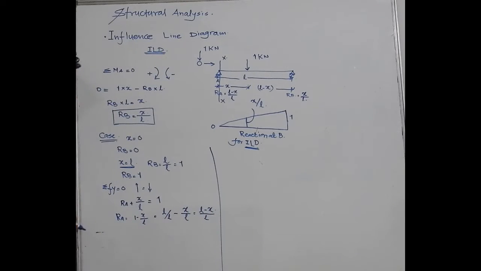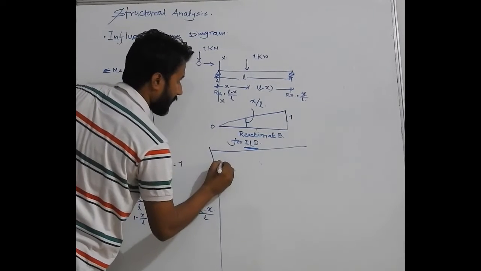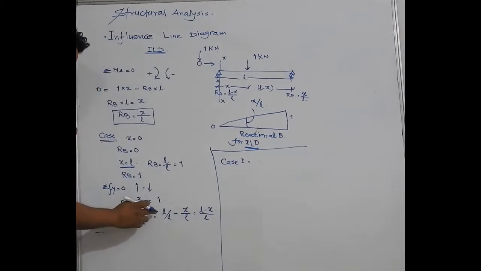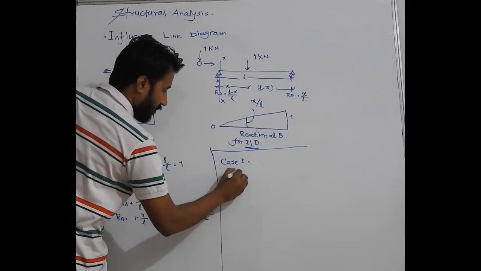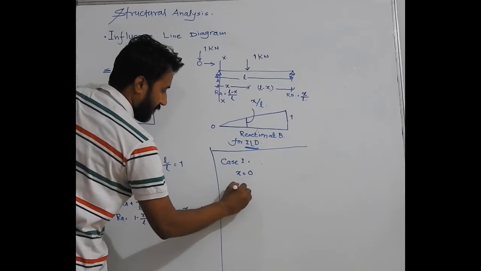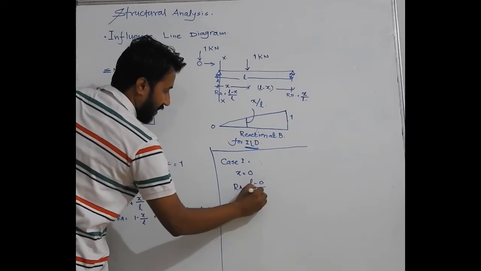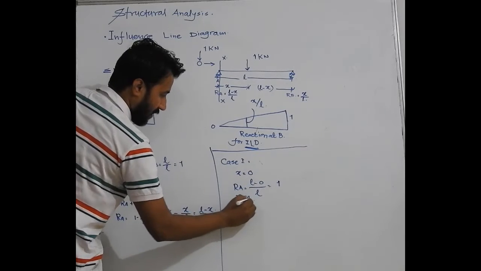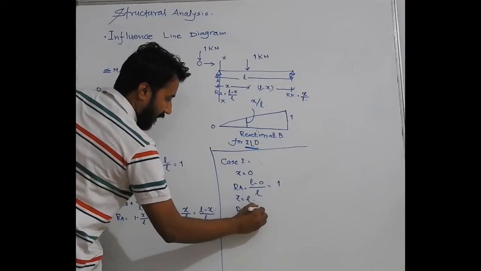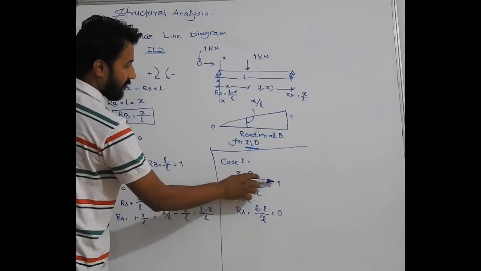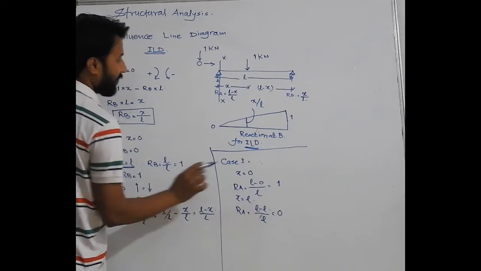So I am writing this case at this point. Case 1 we will take. We put the value of x as 0. So when x equals 0, RA will be L minus 0 divided by L, so this will be equal to 1. And if you put x equals L, RA will be L minus L divided by L, and this will be equal to 0. So at A, RA will be 1, and at B, RA will be 0.